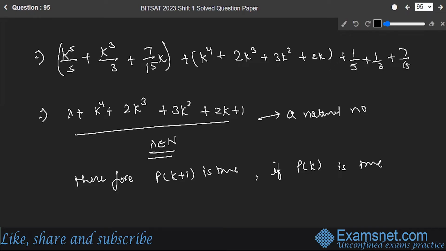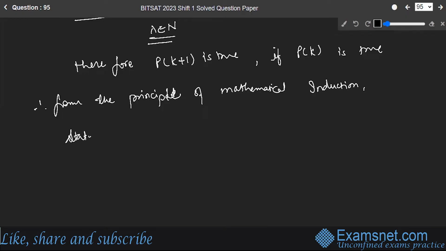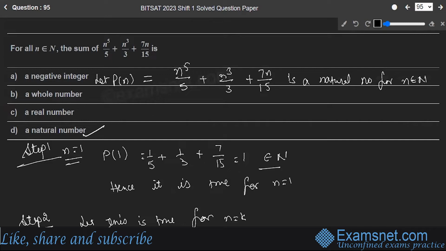Hence, from the principle of mathematical induction, the statement is true for all natural numbers n. All right, so that makes option D the right answer. Hope you got that. Next is question number 96.